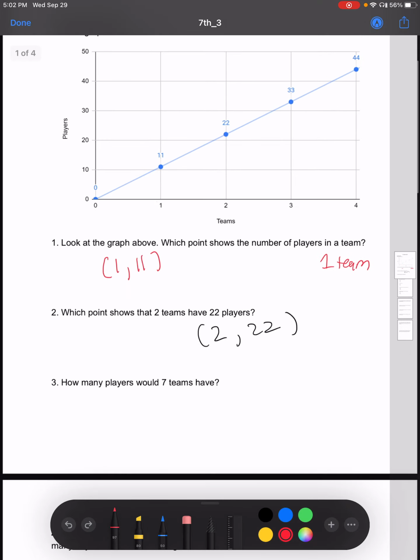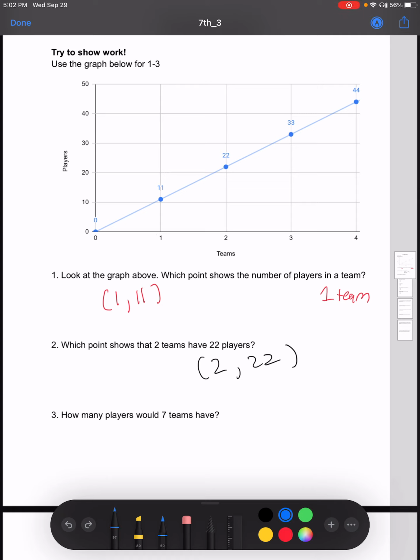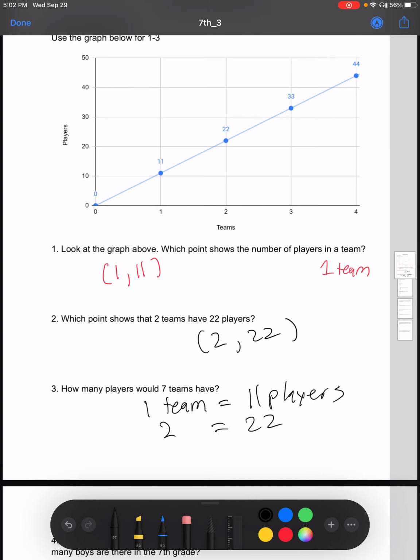Moving on, they ask us, how many players would 7 teams have? We can see on the graph that each team has 11 players. So if one team has 11 players, 2 would have 22 following the proportion. We can do this all the way up to 7, and we would get that 7 teams would have 77 players, following the proportion we see in the graph.